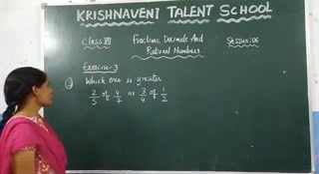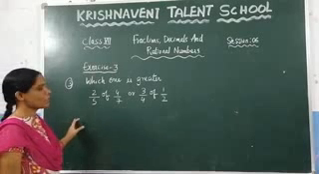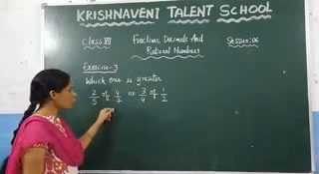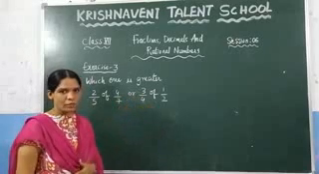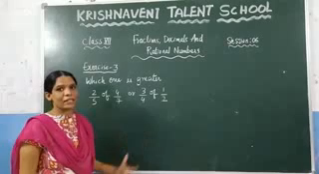In the last session we discussed exercise 3 up to 2 questions. Now see the third question. What is the question given here? Which one is greater: 2 by 5 of 4 by 7, or 3 by 4 of 1 by 2? Now you need to check which fraction is the greater fraction.